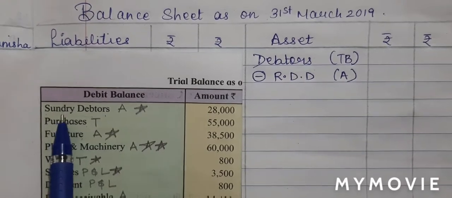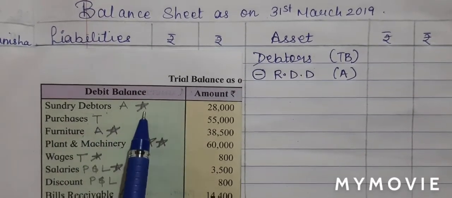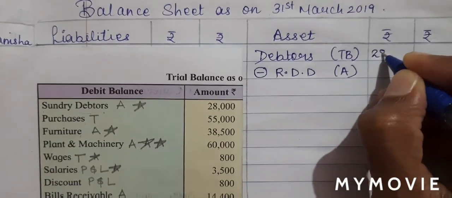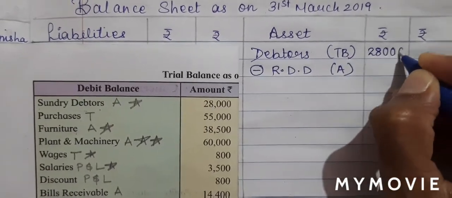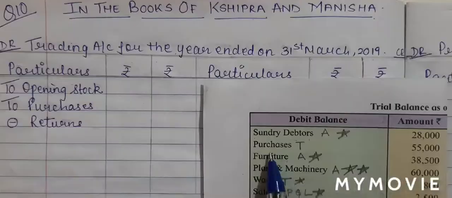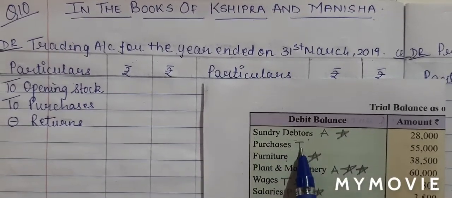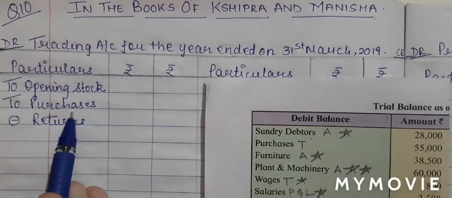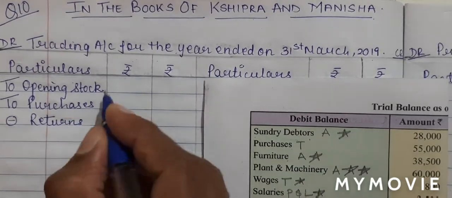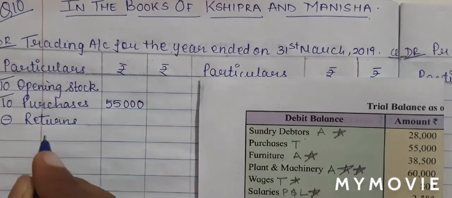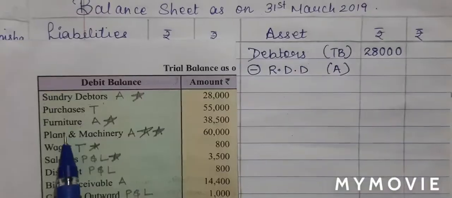First one, we have sundry debtors. There is a star, so I will write it in the inner column. I have already written my debtors table, so I'll write it in the inner column, 28,000. Next is purchases, which goes in my trading account. I have already written purchases in my trading account. I'll write it in the inner column, 55,000, because I have returns to minus.